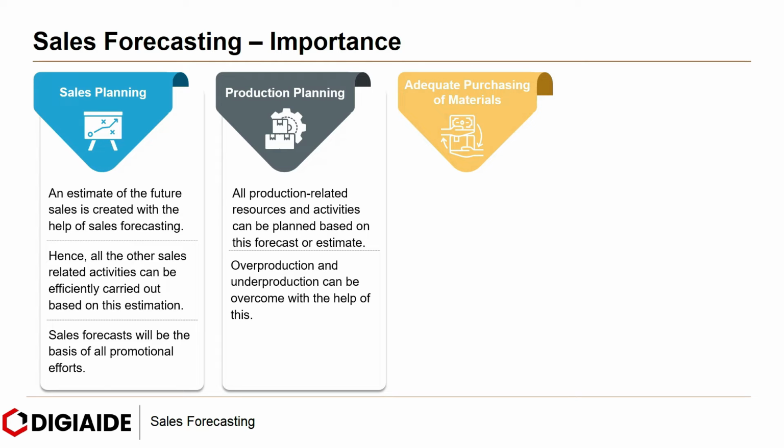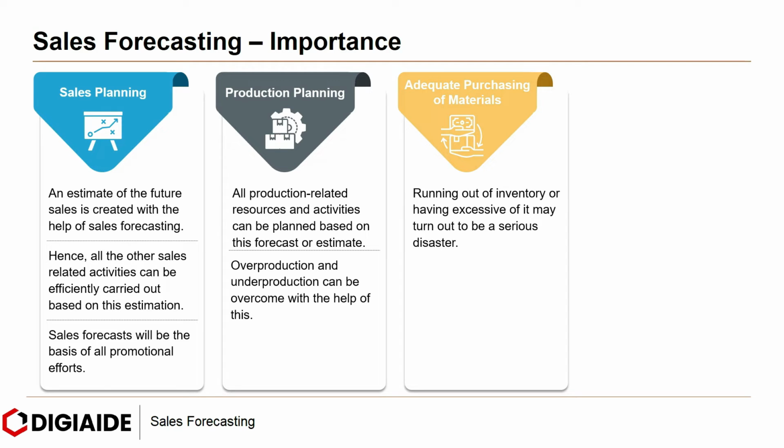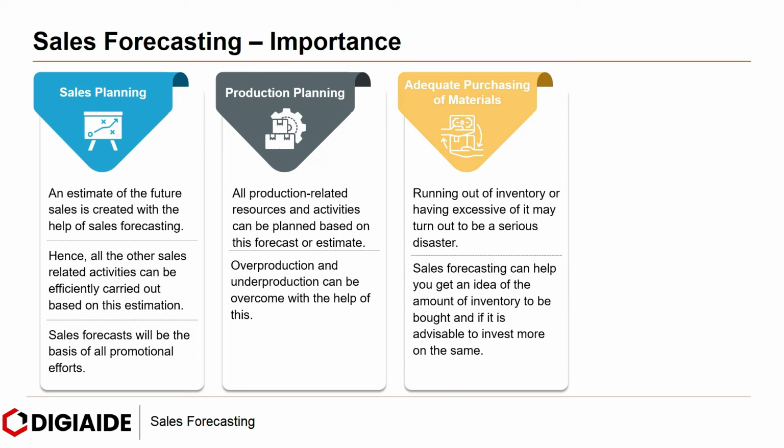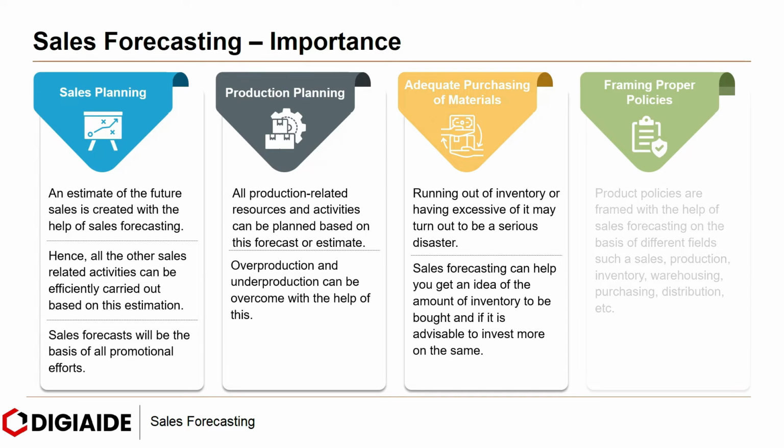Third, adequate purchasing of materials. Running out of inventory or having excessive amounts of it may turn out to be a serious disaster. Sales forecasting can help you get an idea of the amount of inventory to be bought and if it is advisable to invest more in the same.